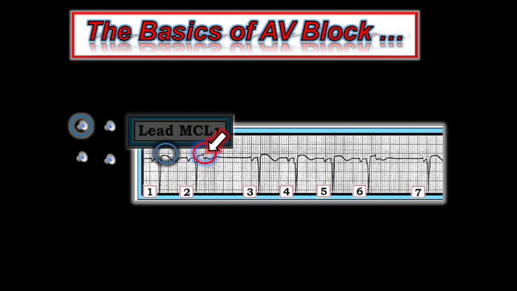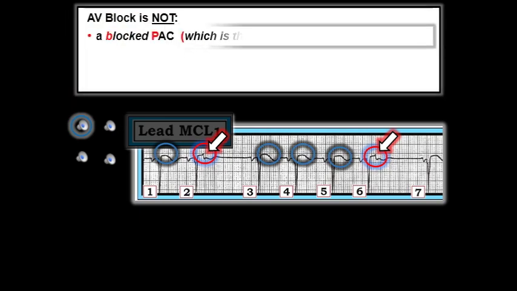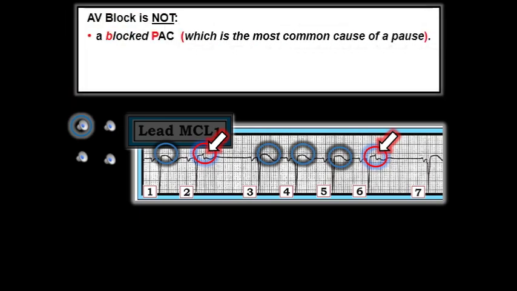ST segment of all other beats on this tracing is smooth, blue circles, except at the onset of the 2 short pauses on this tracing. So despite the group beating that is seen on this tracing, this is not AV block. Remember, the most common cause of a pause is a blocked PAC, which in real life occurs much more often than any form of AV block that you might see.